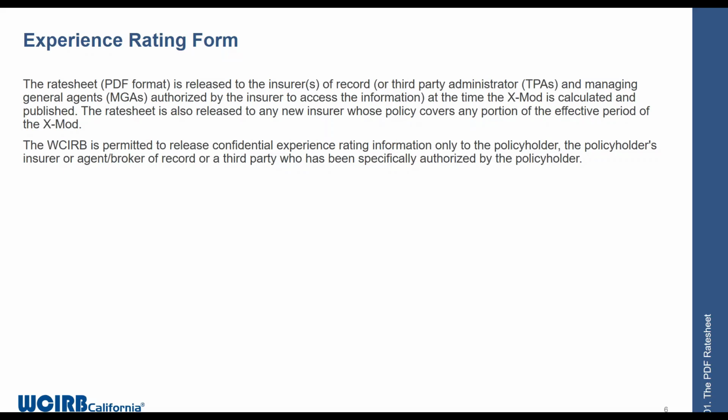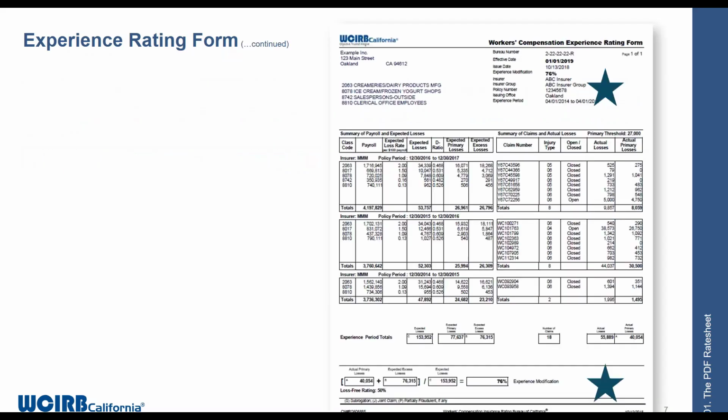When we talk about sending it to the insurer, the rate sheet is also sent to any third-party administrator or managing general agents that are authorized by that insurer to access that information. The WCIRB is also permitted to release this confidential experience rating information to the policyholder, the policyholder's agent or broker, and any third parties that have been specifically authorized by the policyholder to receive this information.